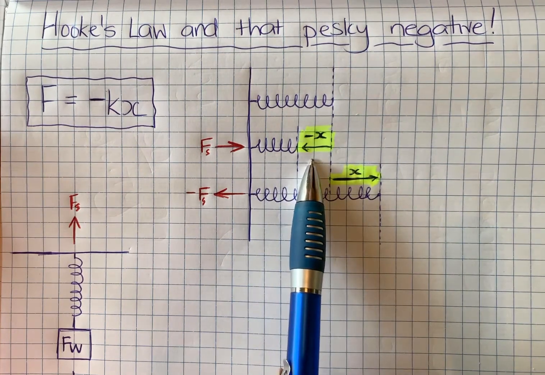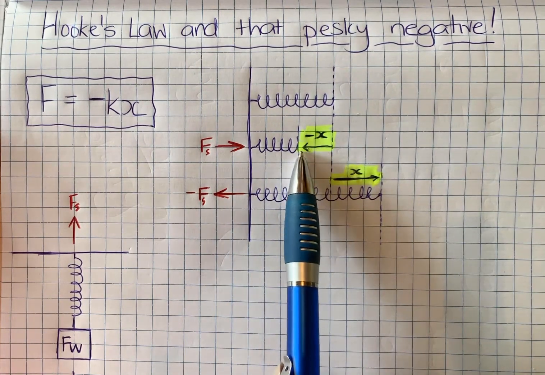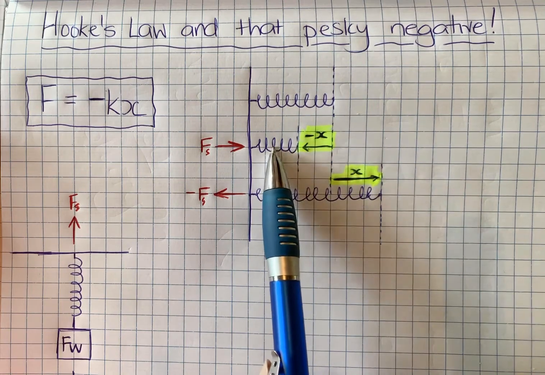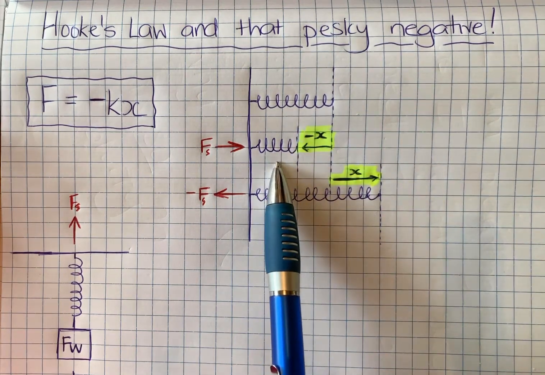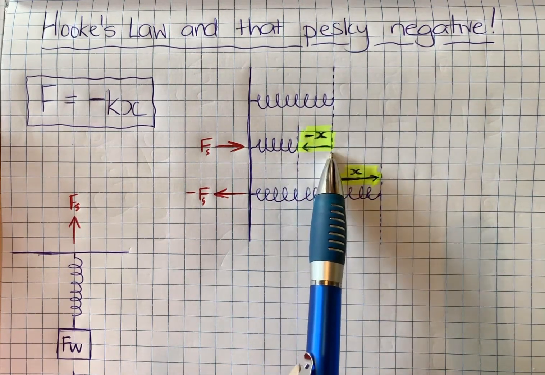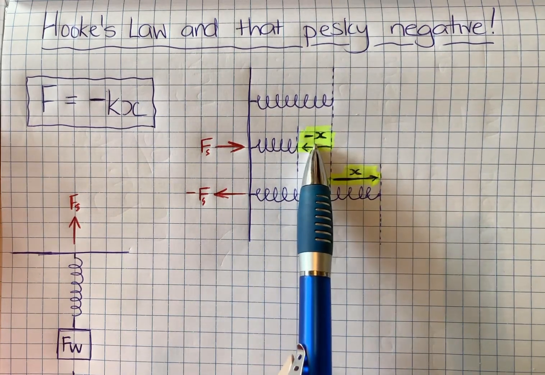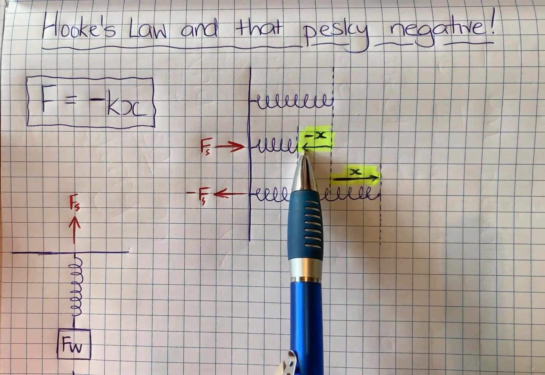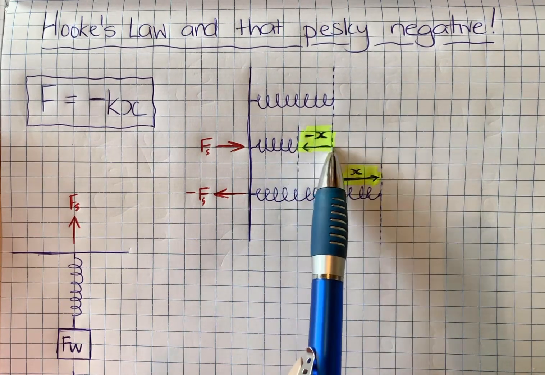You'll see that this spring is shorter than this one because it's been compressed, and I've shown that direction of the compression here, and I've put a negative X above it. It's because the extension is in the negative direction.